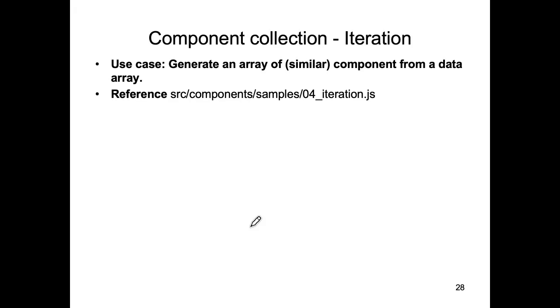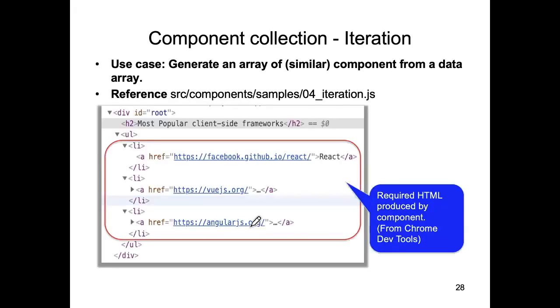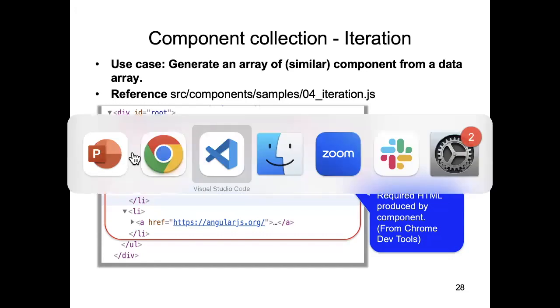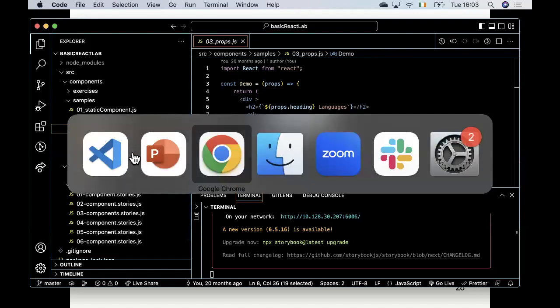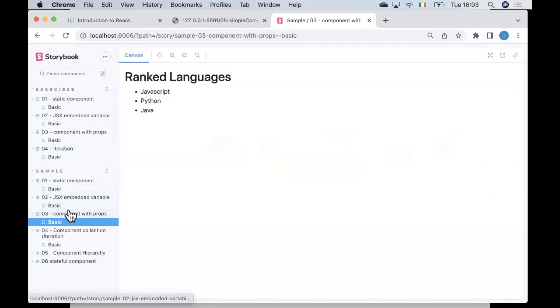So if we look at the sample, which is the 04 one, essentially what we want our component to do is to generate a set of Li elements programmatically. So if we look at how it renders first, maybe. So that's the 04.